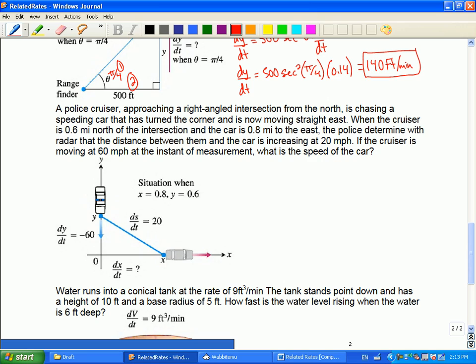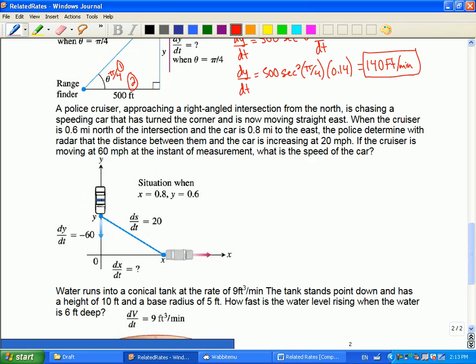A police cruiser approaching a right-angled intersection from the north is chasing a speeding car that has turned the corner and is moving east. It tells us that when the cruiser is 0.6 miles north and the car is 0.8 east, the police determine with radar that the distance between them is changing at 20 miles per hour. So at this point, we've gone way too far.